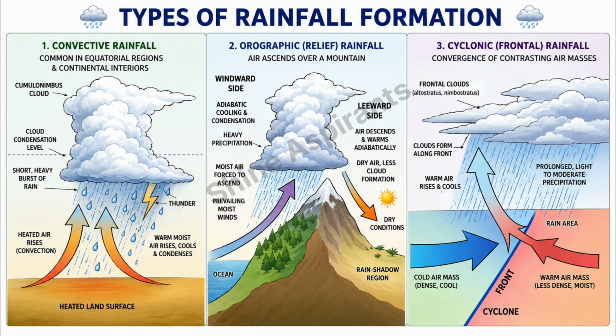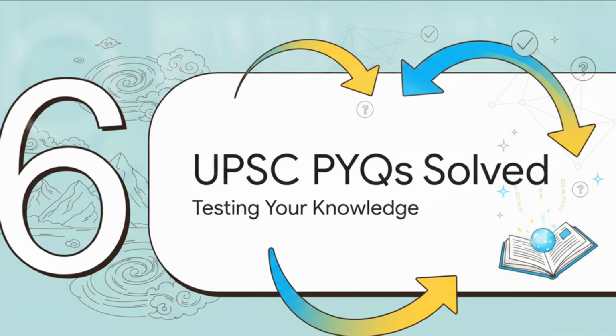Cyclonic, frontal rainfall, convergence of contrasting air masses at a front. Warm air rises and cools, clouds form along front, prolonged, light to moderate precipitation.